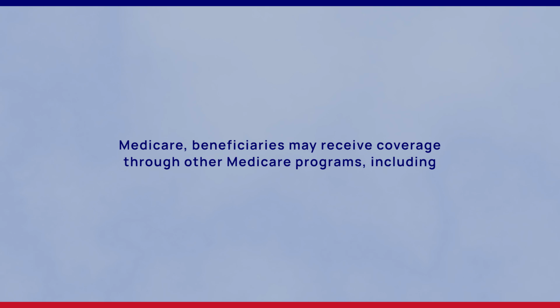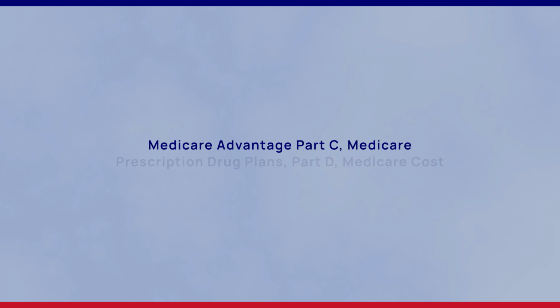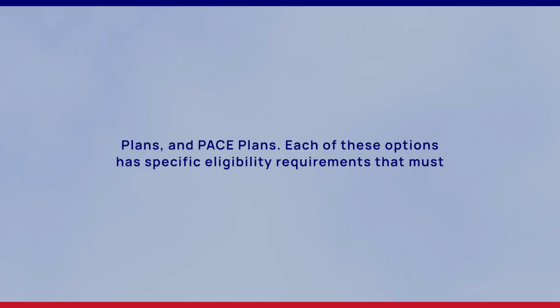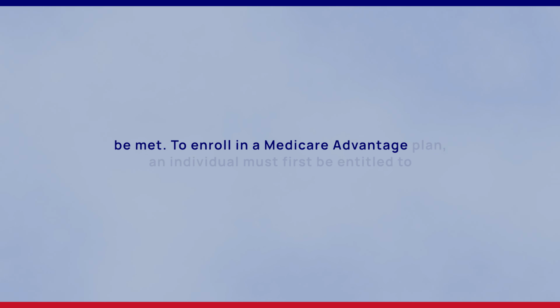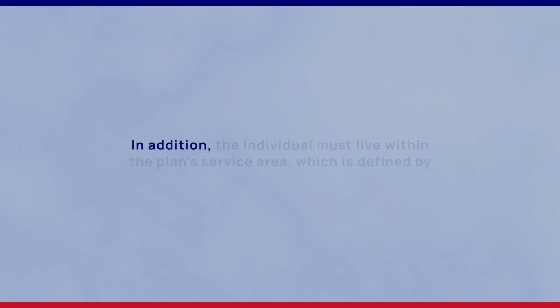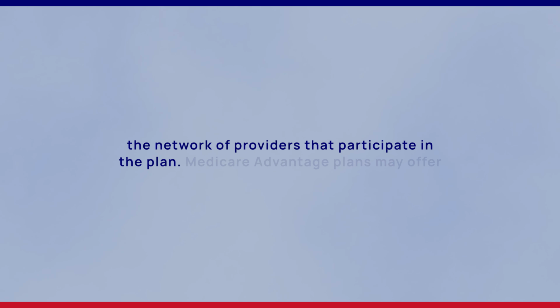In addition to Original Medicare, beneficiaries may receive coverage through other Medicare programs, including Medicare Advantage Part C, Medicare Prescription Drug Plans, Part D, Medicare Cost Plans, and PACE plans. Each of these options has specific eligibility requirements that must be met. To enroll in a Medicare Advantage plan, an individual must first be entitled to Medicare Part A and enrolled in Medicare Part B. In addition, the individual must live within the plan's service area, which is defined by the network of providers that participate in the plan.